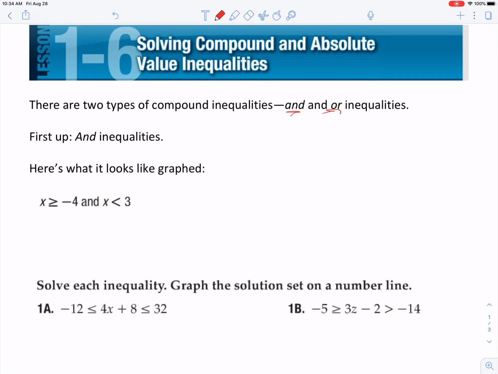An and inequality is going to be true where they're going to give us two things here, and it's true where your answer is where both of those are true. So for example, if I told you to go buy a yellow fruit, okay, and you went and bought corn, did you follow the directions? No, because corn is a vegetable, even though it's yellow.